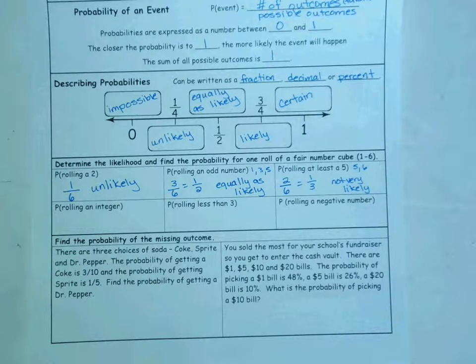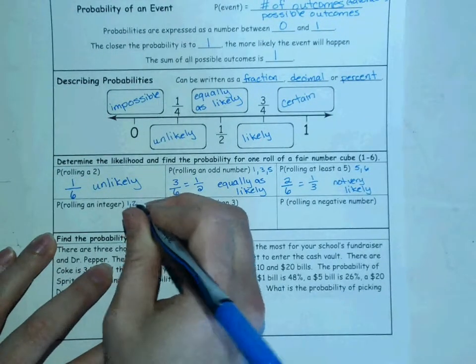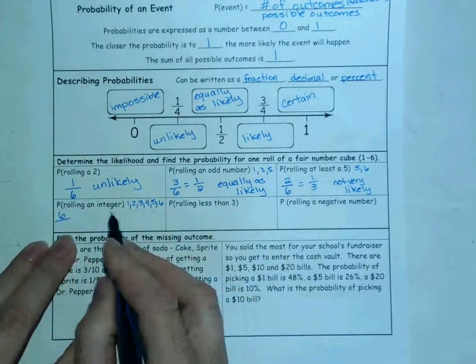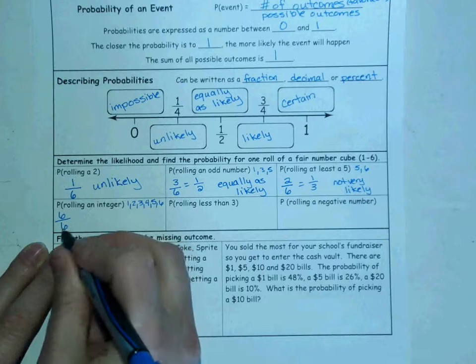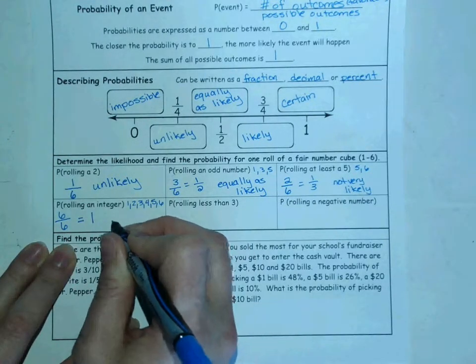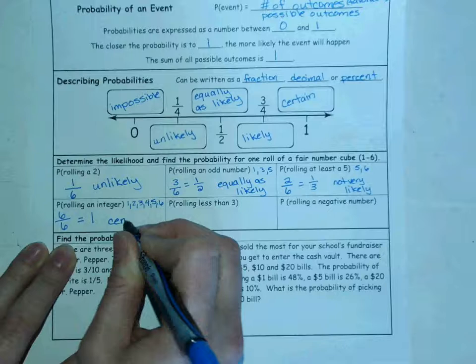Alright, rolling an integer. Think of our outcomes, the numbers 1, 2, 3, 4, 5, and 6. All of them are integers. So all of our numbers possible are here. So we have 6 out of our 6 numbers are integers, which means 1, which means it will certainly occur.